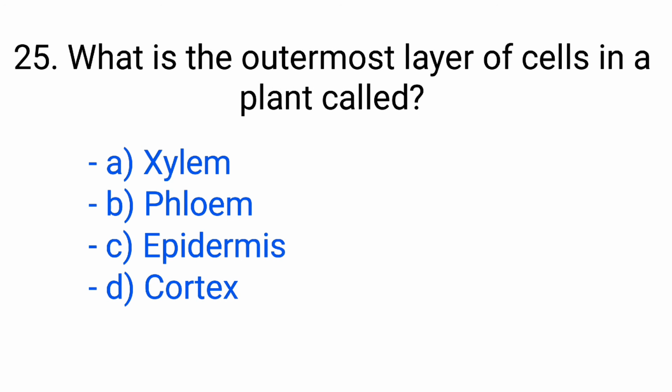Question number 25. What is the outermost layer of cells in a plant called? Option A, xylem. B, phloem. C, epidermis. D, cortex. The correct answer is option C, epidermis.